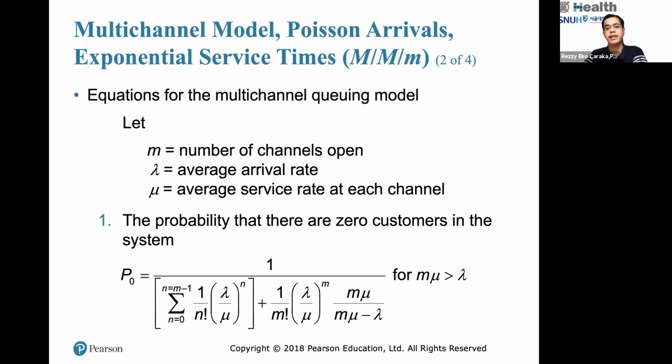And it's also quite easy to calculate the probability. We have P0 here, which is the probability that there are 0 customers in the system. You can calculate it with this formula. We have sigma, which means the summation starting from n equals 0 until m minus 1. And also this is under the condition that m times mu should be greater than lambda, to calculate P0.